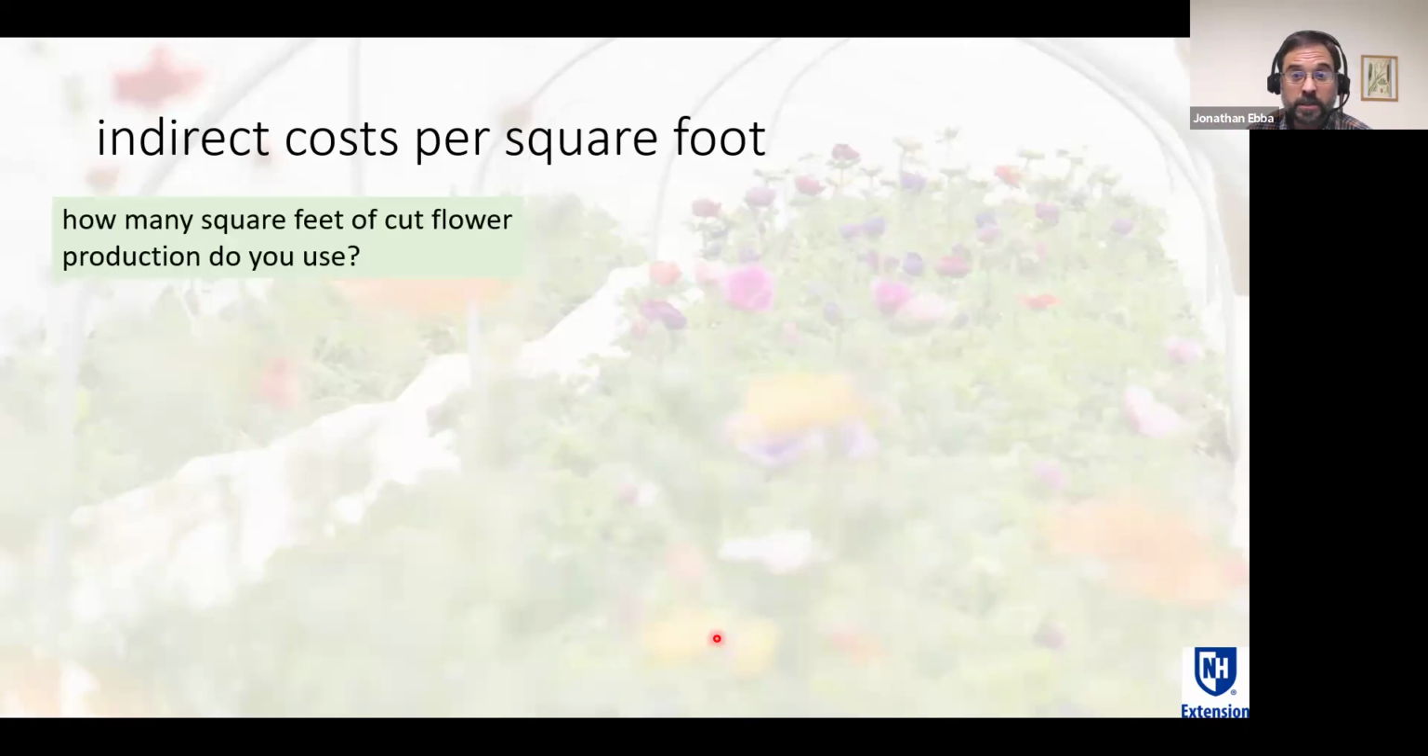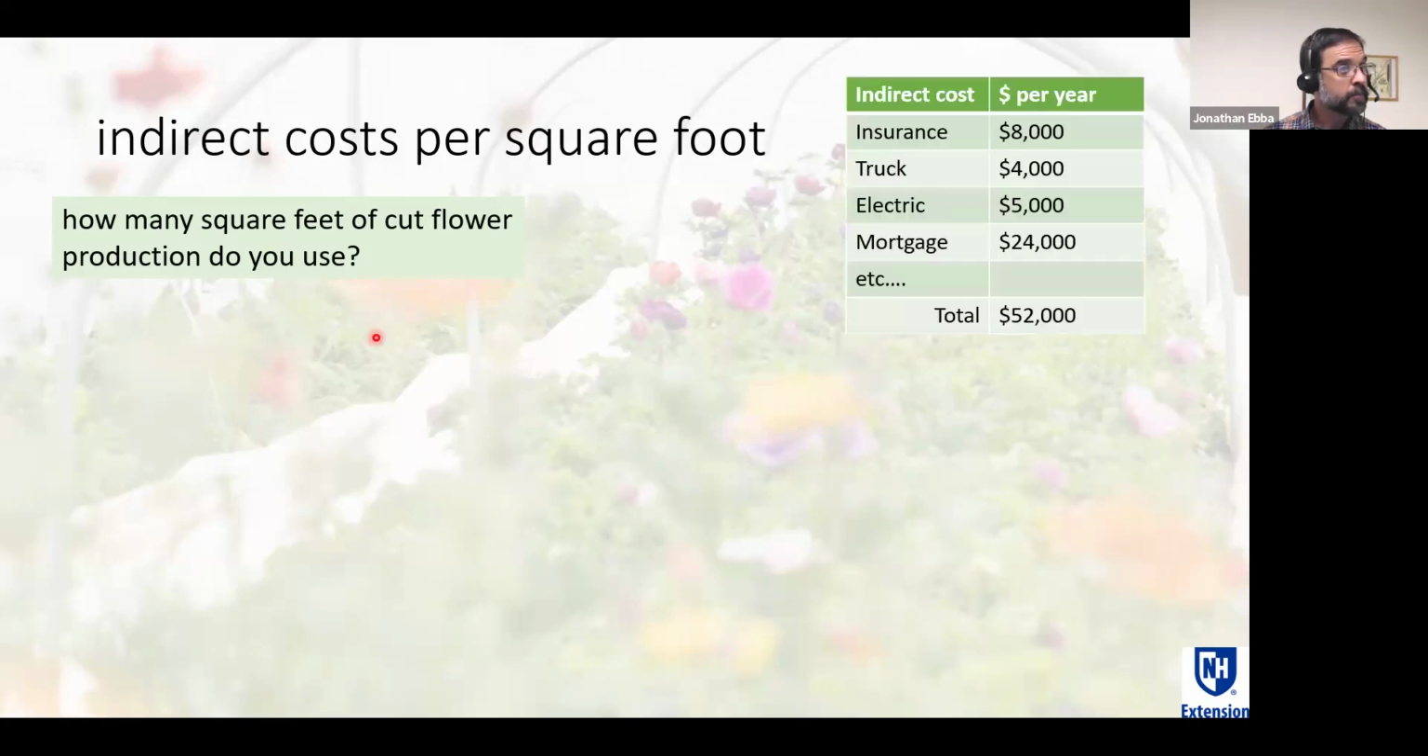Right. So the first question is, how many square feet of cut flower production do you use? Right. And that's in your season. You add it all up. Maybe you've got a half acre of production. Maybe you've got 2 acres of production. Put it into square feet, and that's that. That's our total production. It's easier when we don't have the time function.